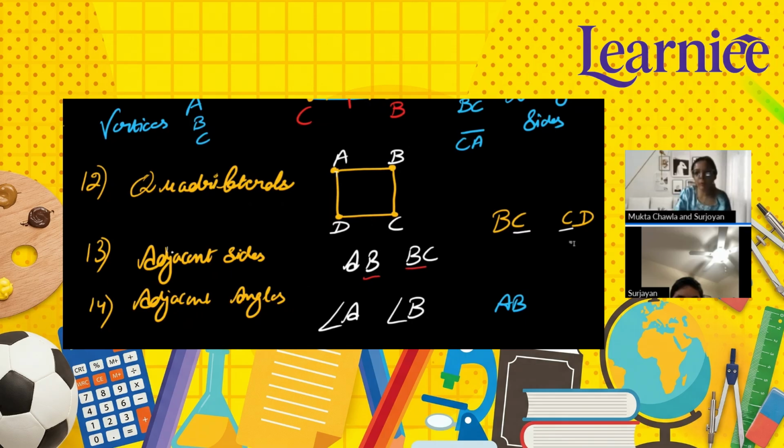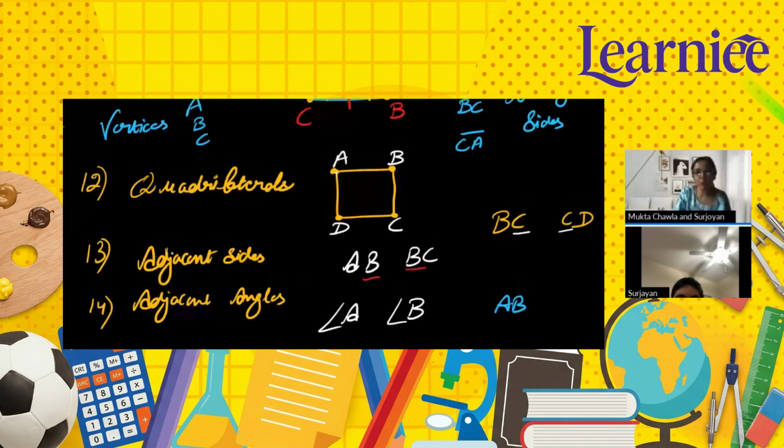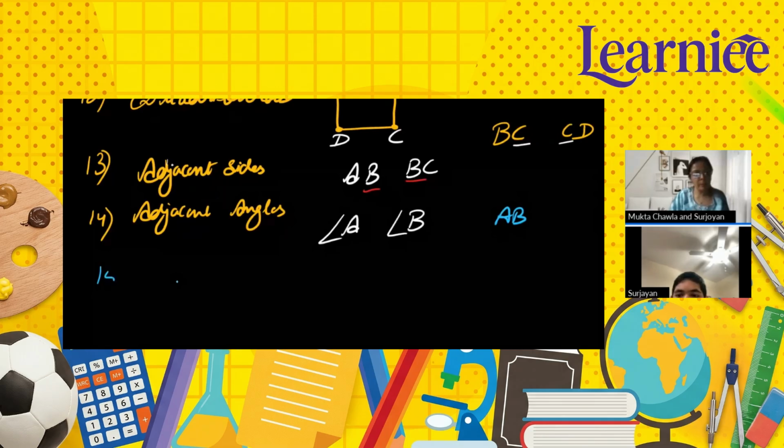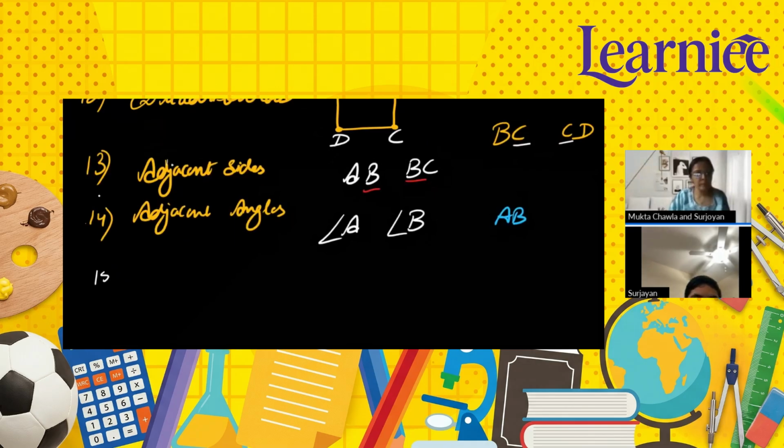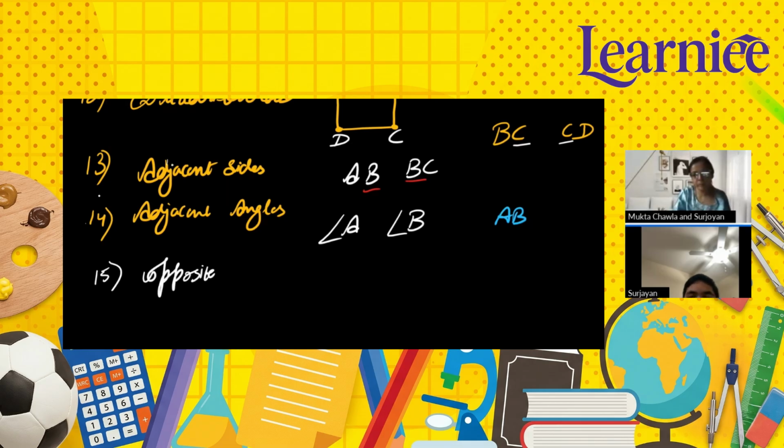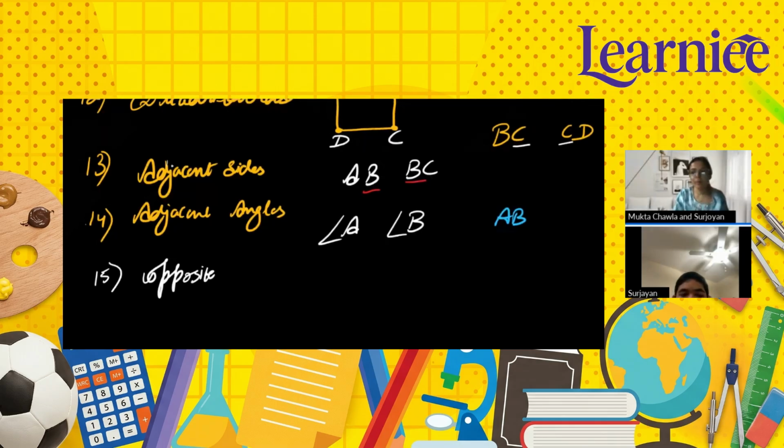Okay, now if I talk about opposite angles, how can we explain them? Opposite angles are not next to each other. It's the opposite. So the opposite of angle C is angle A. It means they have nothing in common, right?